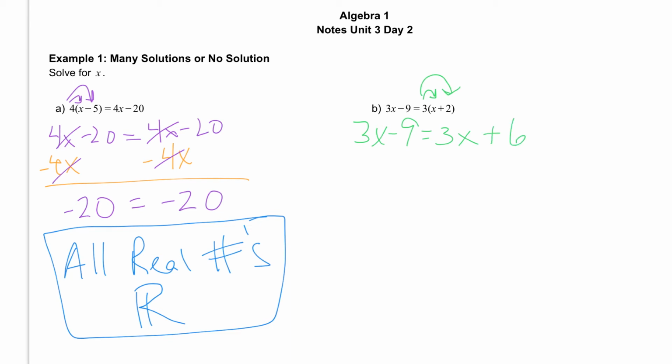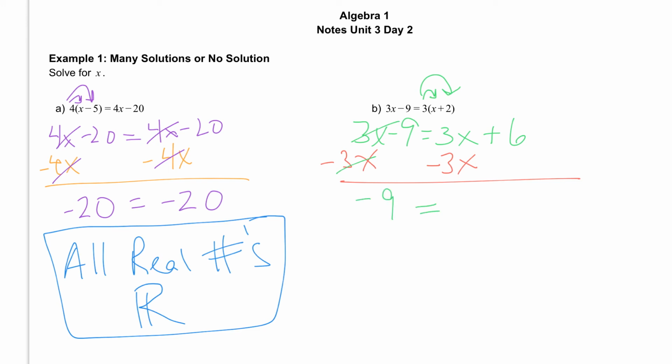Now if we take a look, we have a 3x over here and a 3x over here. We need to get those 3x's on the same side. So we're going to subtract 3x on the right and subtract 3x on the left. Doing that, this 3x and this negative 3x, that makes 0. So those are going to cancel each other out. So those are gone, and all we're left with is a negative 9.